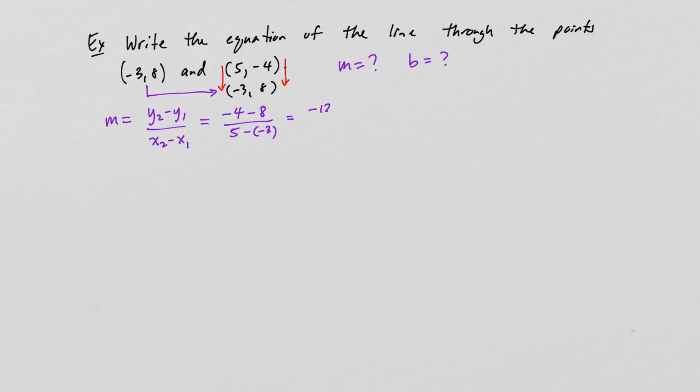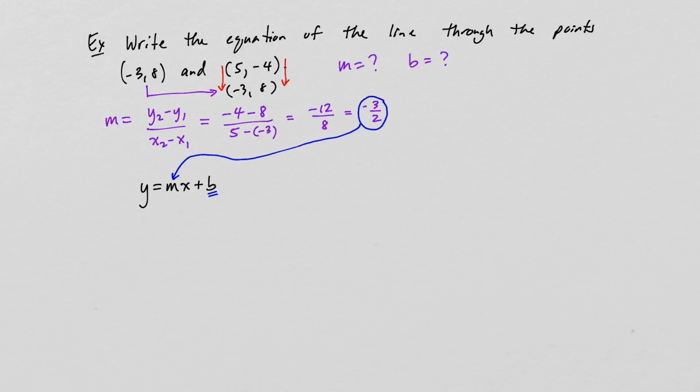And if you simplify, you get -12 divided by 8. And if you divide by 4, you get -3 over 2. And so here is our slope. Now, we know the equation of a line using the slope-intercept formula has this format, and we just figured out the slope was -3/2. So next up, we need to know, what does b equal?